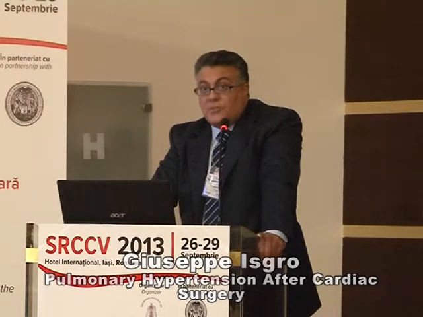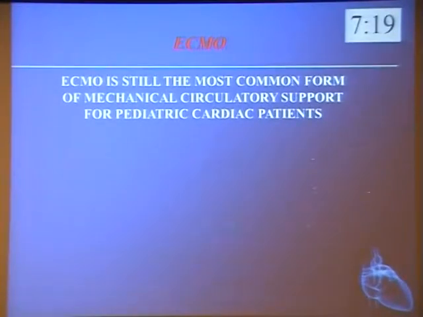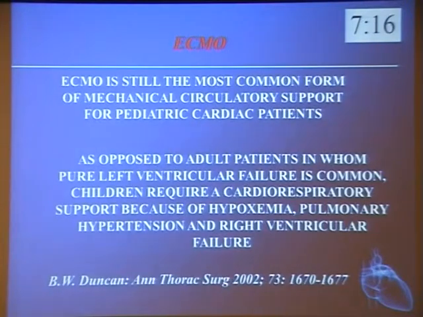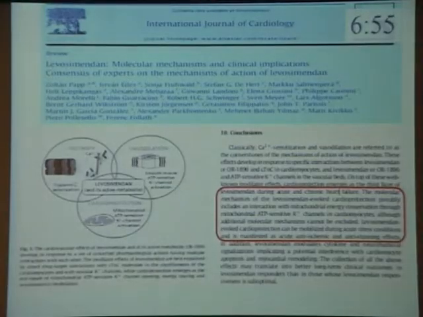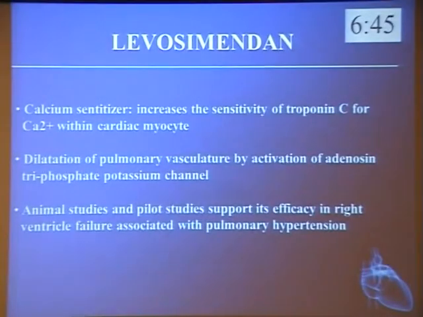ECMO is the most common form of mechanical circulatory support for pediatric patients, congenital pediatric patients, also for those patients who suffer from refractory pulmonary hypertension. We treat with ECMO, and we wean these patients from ECMO using nitric oxide and other drugs such as sildenafil, for example. Another drug that is very important, and we use a lot in this kind of patient, is levosimendan.